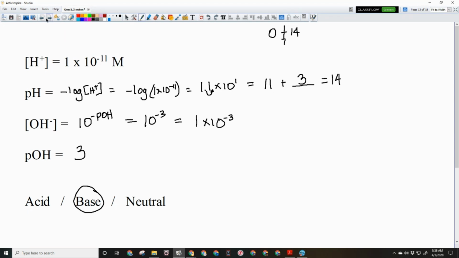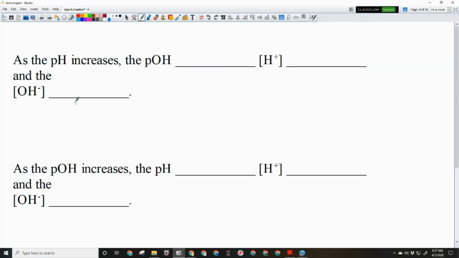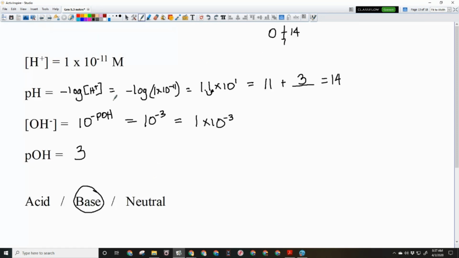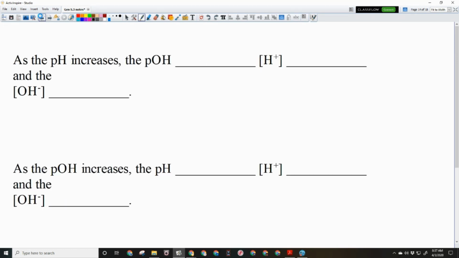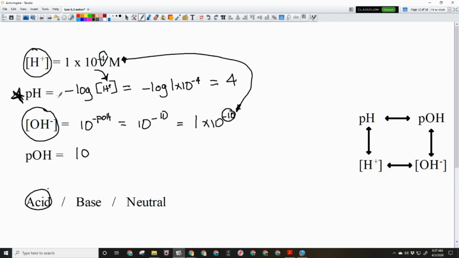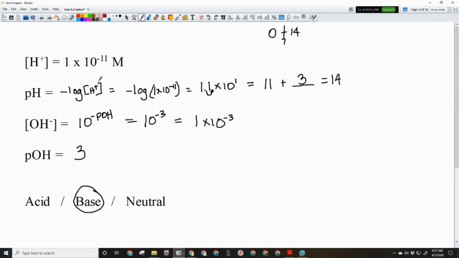All right, so let's look at some concept problems. As the pH increases, the pOH, and this is either looking for increases or decreases. So let's look at this. As our pH increases, so here we had a pH of 4 and our pOH was 10. Here we had a pH of, where is it?